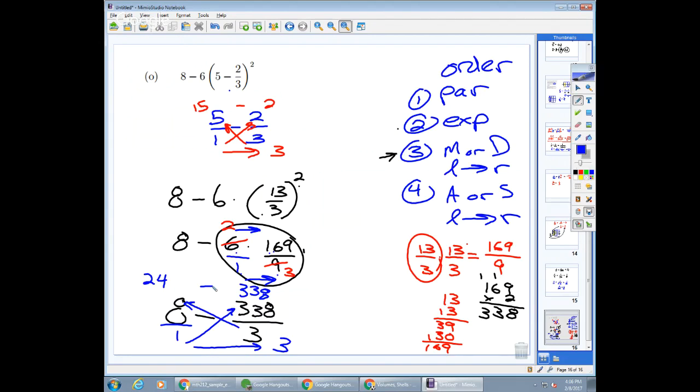So 24 minus 338 is the opposite of 338 minus 24. 8 minus 4 is 4. 3 minus 2 is 1. So it looks like I get negative 314 over 3.